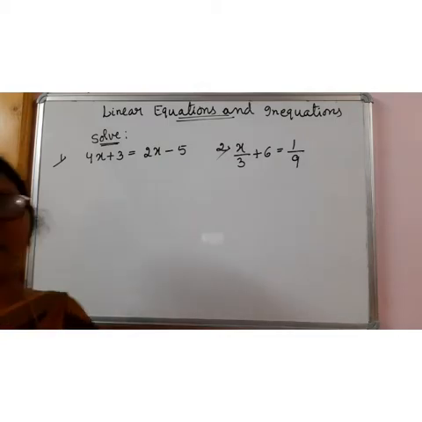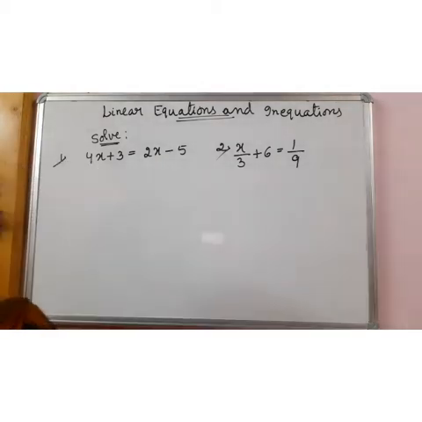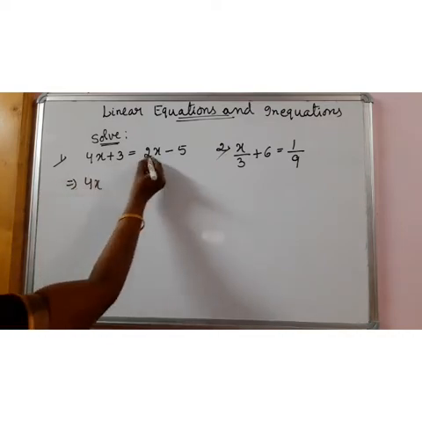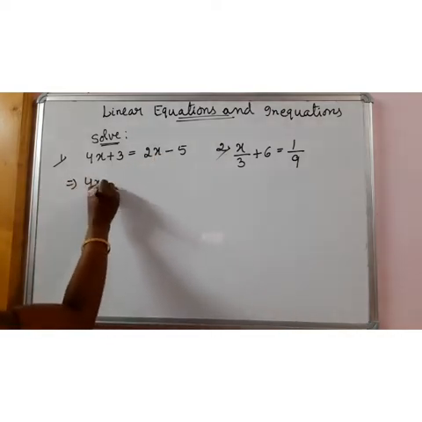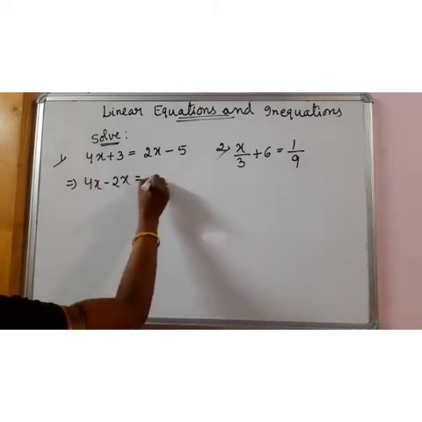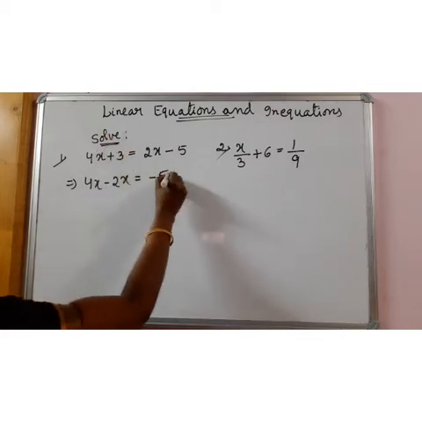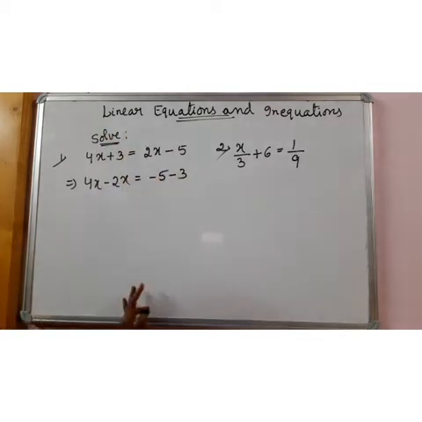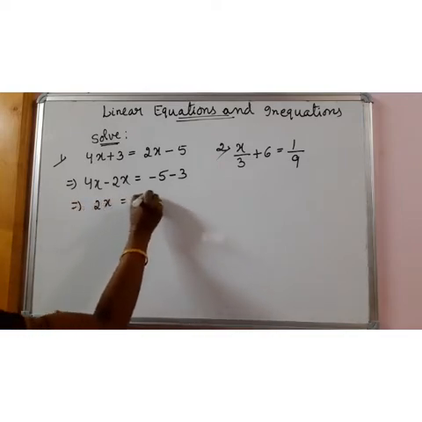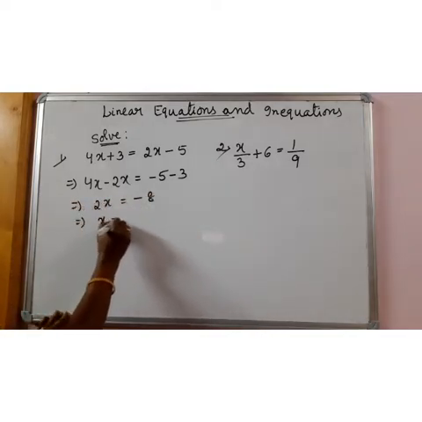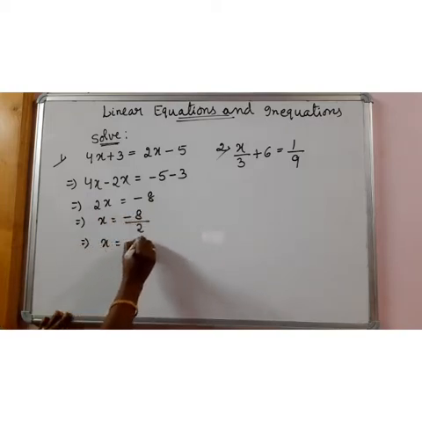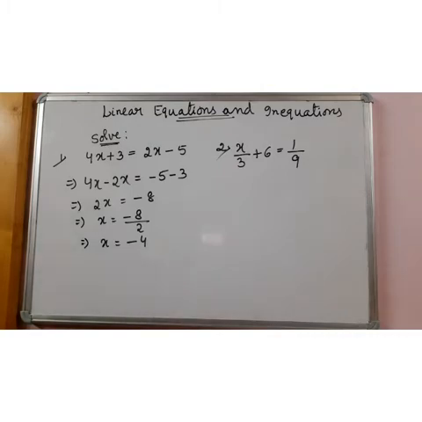Already you have learned the transposition method. How to solve? Let me do that and show you. 4x, when we bring this 2x to this side of the equation, it will be minus 2x, equal to minus 5. When this plus 3 goes to the other side of the equation, it will be minus 3. So 2x = -8, or x = -8/2. That gives you x = -4.